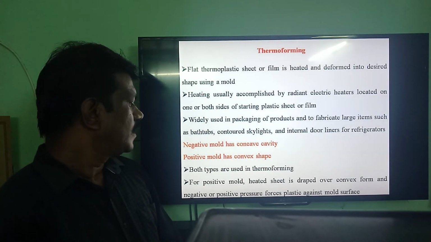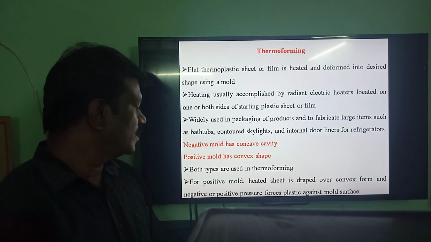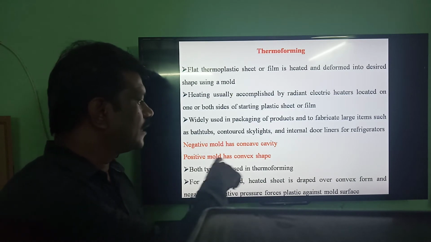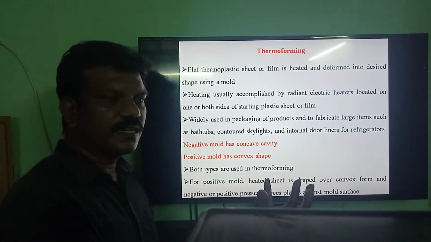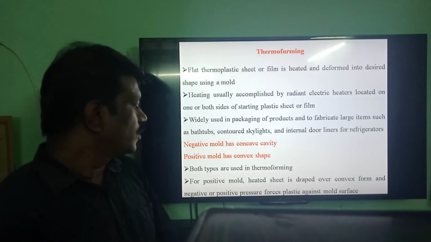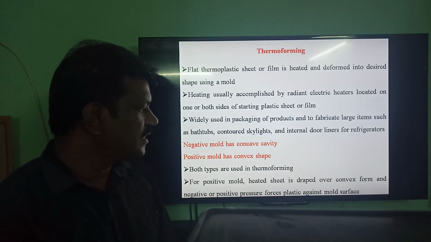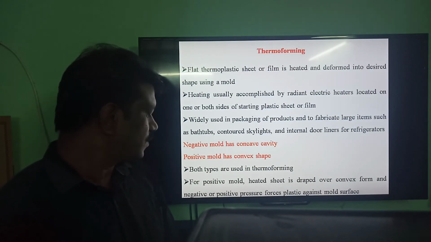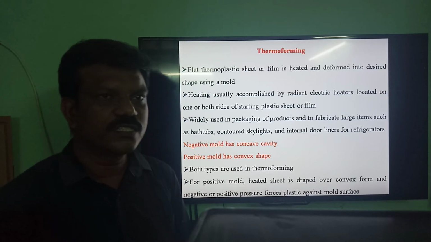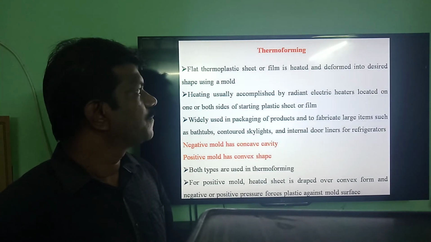Already we discussed there are two types of mold: one is called negative mold, another one is called positive mold. Negative mold means there will be a concave cavity. Positive mold means there will be a convex form. Both types are used in the thermoforming process. For positive mold, the heated sheet is draped over the convex form. Negative or positive pressure forces the plastic against the mold surface. That we will see in the next diagrams.